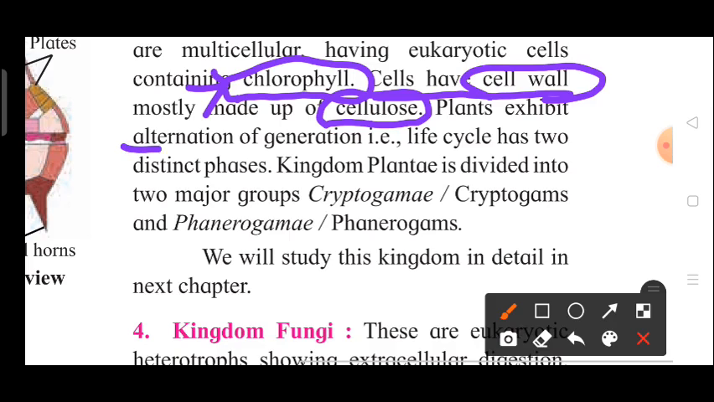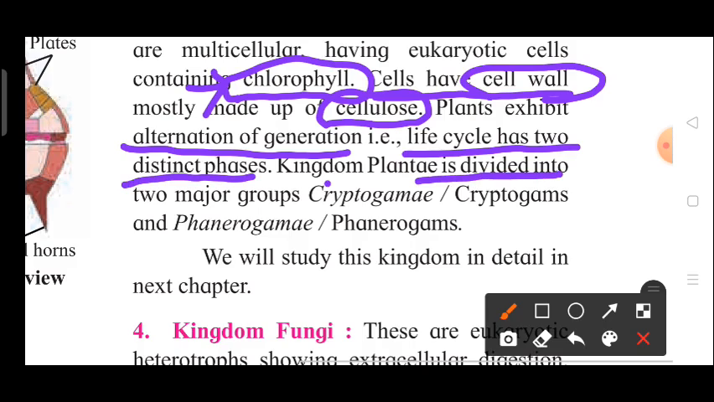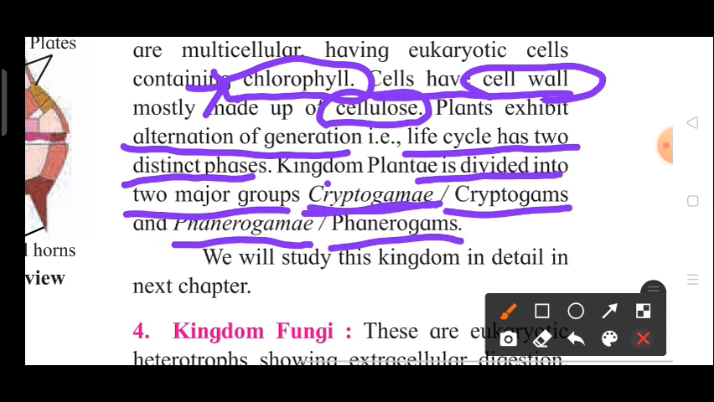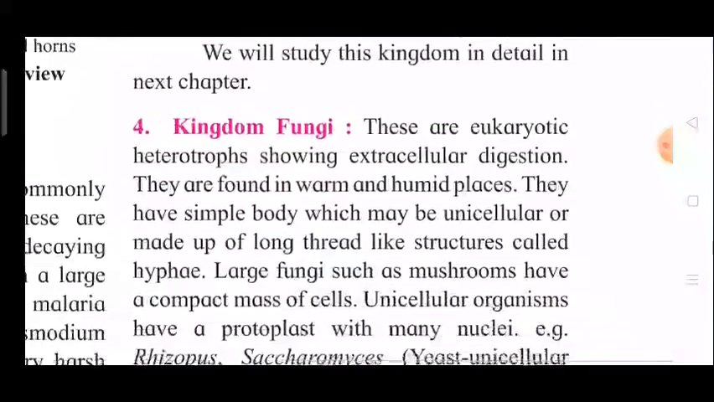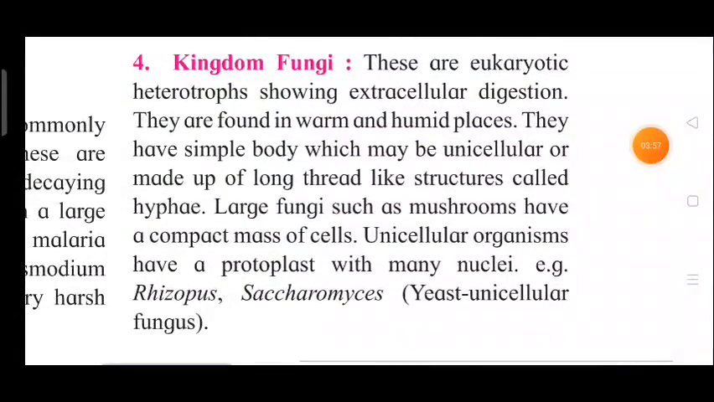Plants exhibit alternation of generations. Alternation of generations means the life cycle has two distinct phases. Kingdom Plantae is divided into two major groups: cryptogams and phanerogams. We will study this kingdom in detail in the next chapter.